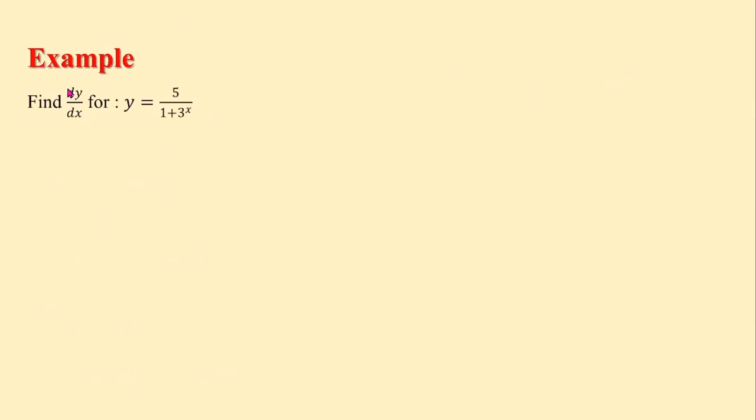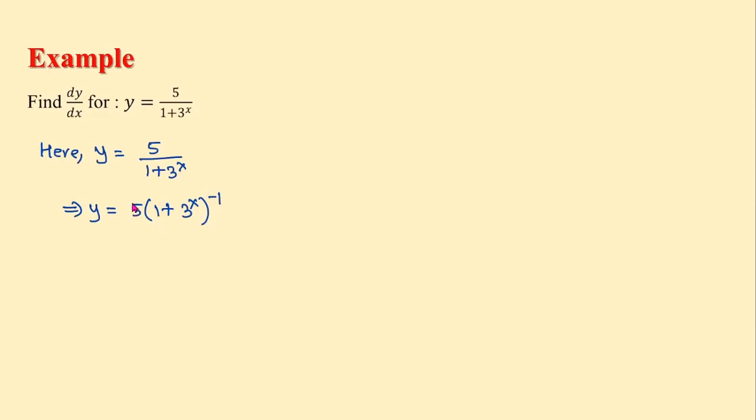Here's the next example. We have to find the derivative with respect to x for the function y equal to 5 over 1 plus 3 to the x. So let me write the function first. Y equal to 5 over 1 plus 3 to the x. We can clearly see this is not exactly a rational function. We don't have a variable in the numerator, we just have a variable in the denominator. So we can rewrite this function as y equal to 5 times 1 plus 3 to the x raised to -1. Because if I move this to the numerator, it will be the reciprocal, or power -1.